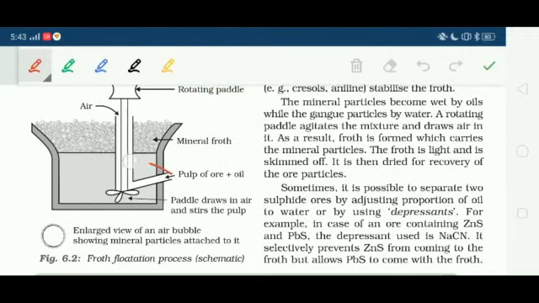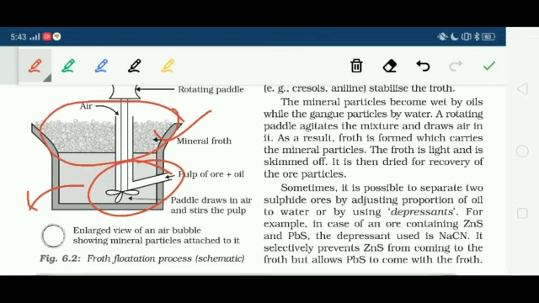This paddle is used for churning the mixture, and when the mixture is rotated at a high speed, a froth is formed on the surface of the water. All the mineral particles will be carried into the froth as they are lighter, whereas the gangue particles will remain behind in the water. Now this foam or froth containing the mineral ores can be skimmed off, it is then dried, and from there ore particles are recovered.